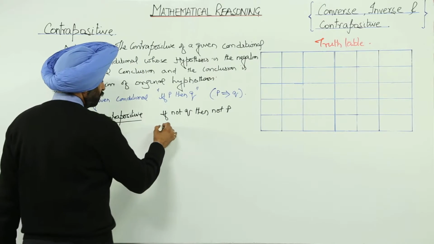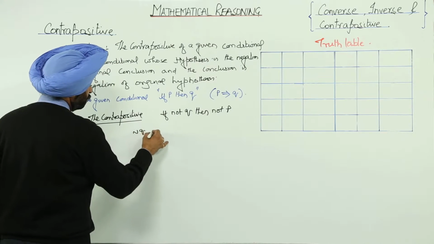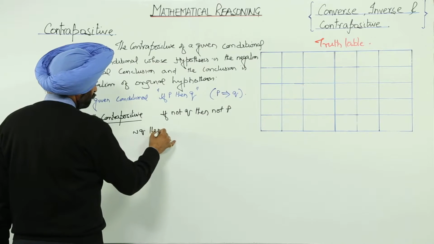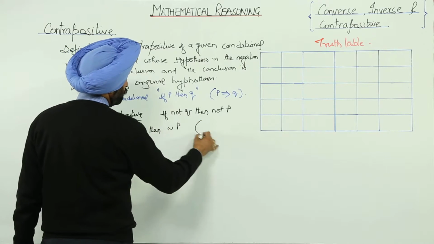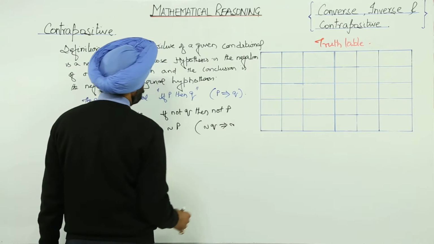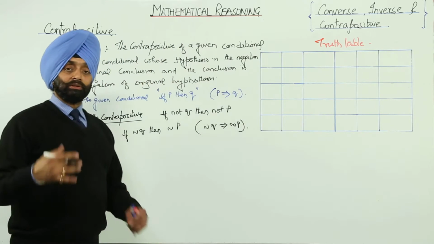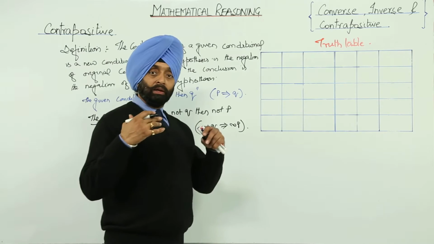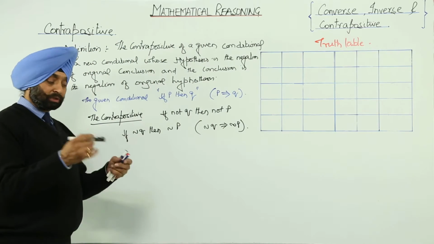Okay. So not Q, we can write it negation of Q, then if negation of Q then negation of P. Now to this we can write it negation of Q implies negation of P. Just the contrapositive is the converse part of the inverse. Okay, converse part for the inverse.